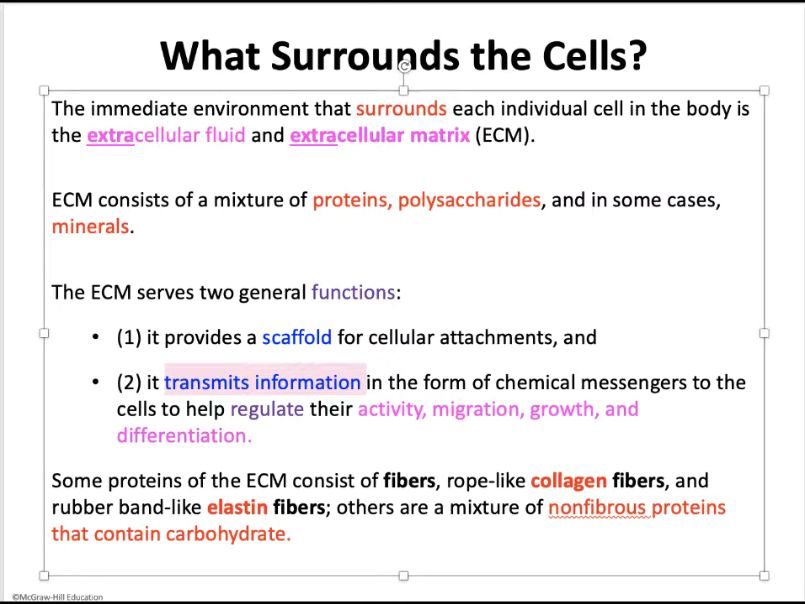The matrix can further be subdivided into fibrous structures or non-fibrous structures. So fibrous structures would be something you're familiar with, collagen. You may not be familiar with elastin, but those two are proteins that are present in different proportions inside various extracellular environments. In other places, there may not be any collagen or elastin fibers, and therefore we call that non-fibrous extracellular material, and that normally consists of sugars and proteins in some combination.